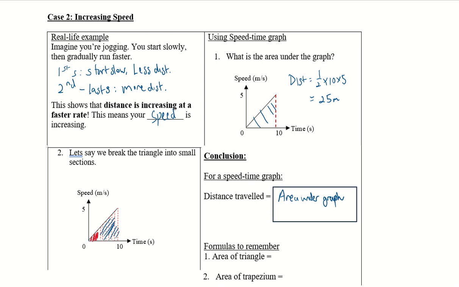So if that's the case, we will need to know some formulas other than rectangle area. We need to remember our triangle area, half times base times height, and our trapezium area, half times the sum of parallel sides multiplied by the height. So that's what we have learned about why the distance traveled is equal to the area under the speed-time graph.